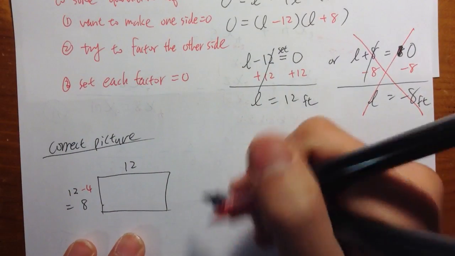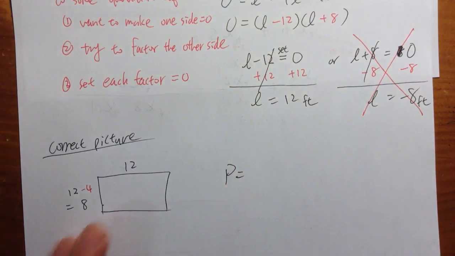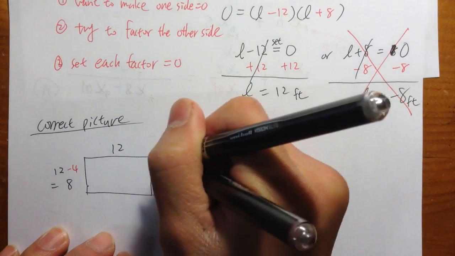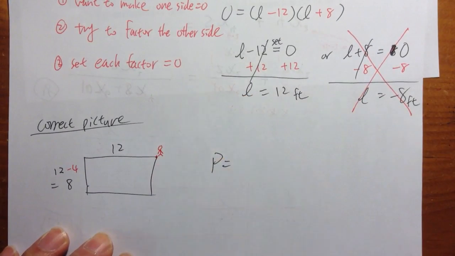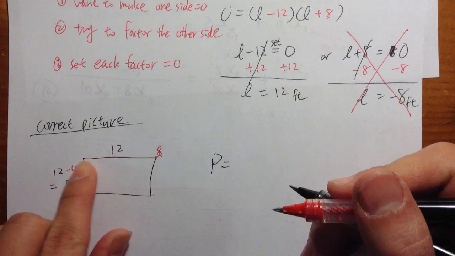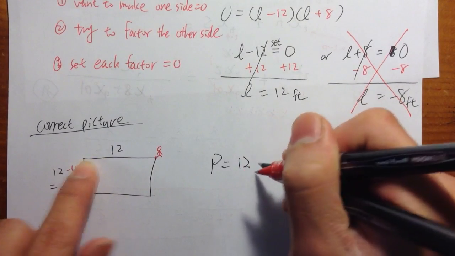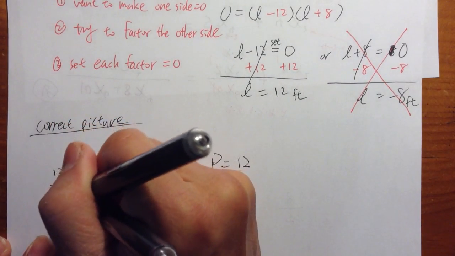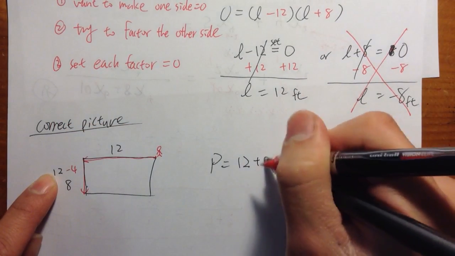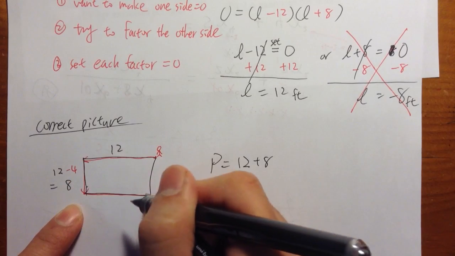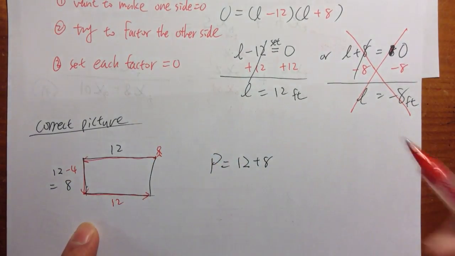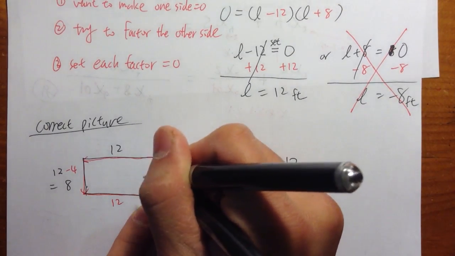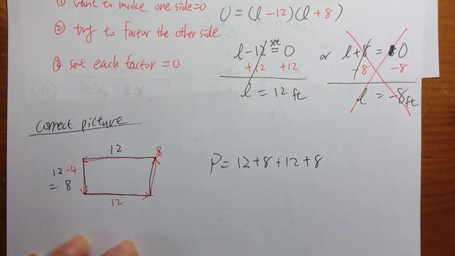So, to find the perimeter, let me write P for perimeter. Let's say you start right here. It doesn't really matter where you start. So you go from here to here, I have 12. And if you go from here to here, you have 12. And if you go from here to here, you have 8, so plus 8. And from here to here, it's another 12, so plus 12. And if you go back from here to here, you have 8, plus 8.